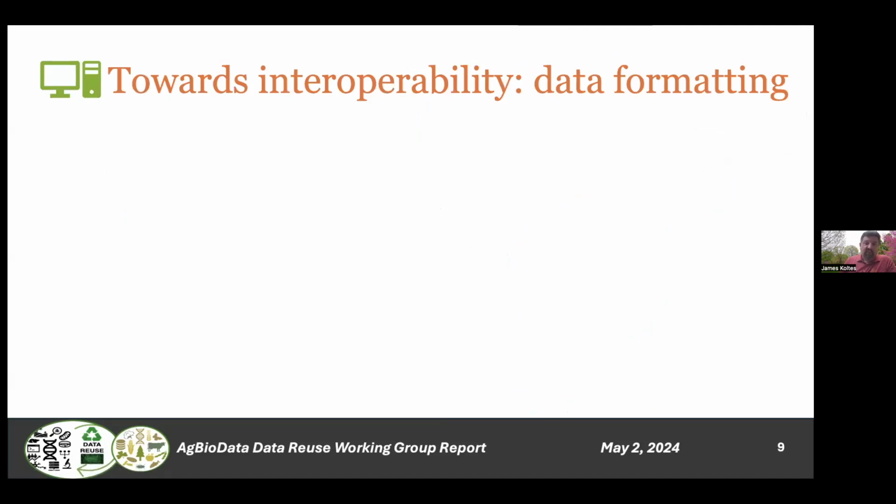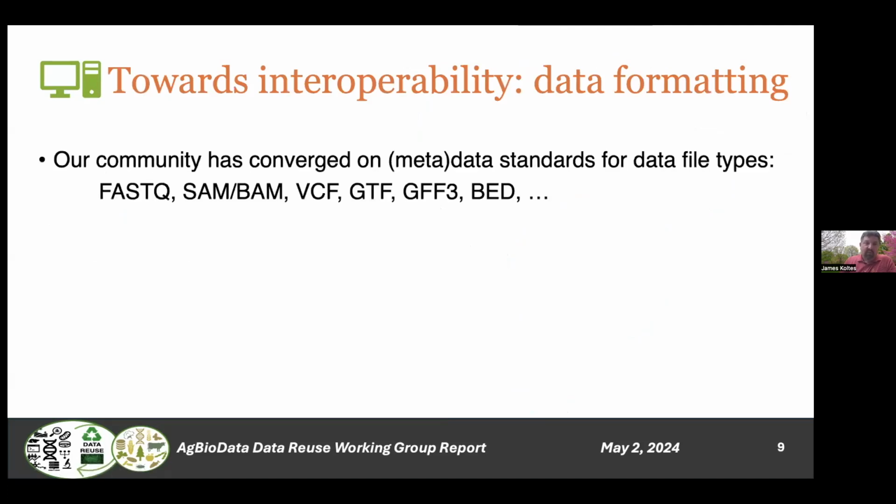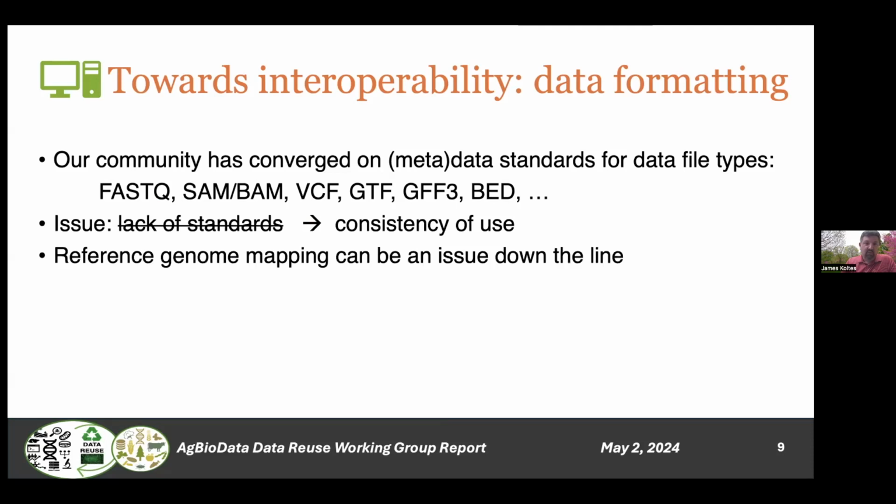Another challenge is interoperability, and we think this comes back more so to data formatting in some ways. Our community has converged on a whole subset of different standards, be it FASTQ, SAM-BAM, VCF, GFF3, BED, and so on. So we don't think the issue per se is in standardization. We've got formats that have good standardization, but perhaps consistency of use in some cases, or the ability to work between these different formats. Sometimes different reference genomes and reference genome mappings can be an issue with annotations.